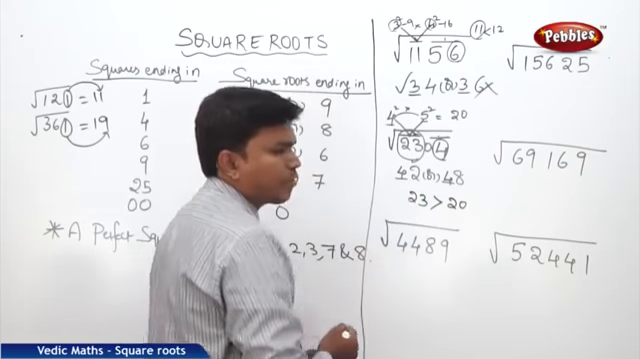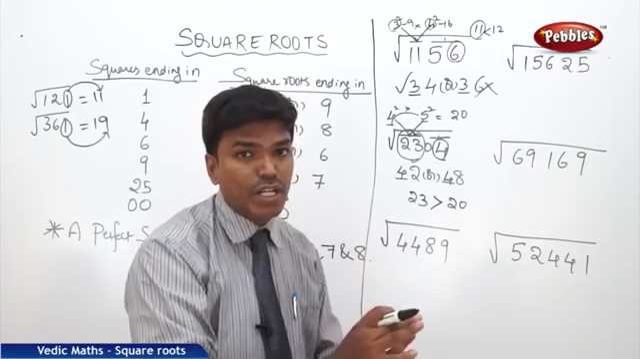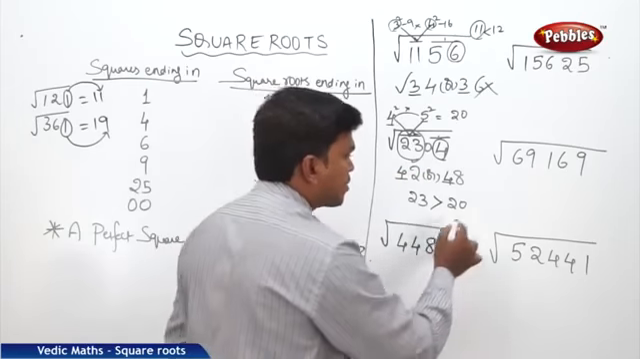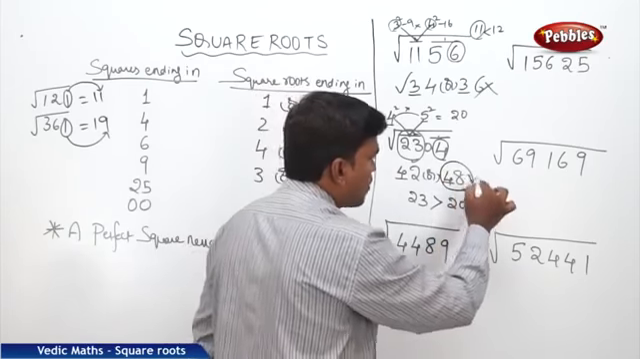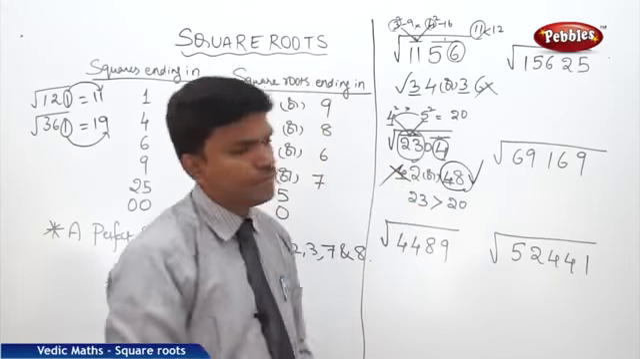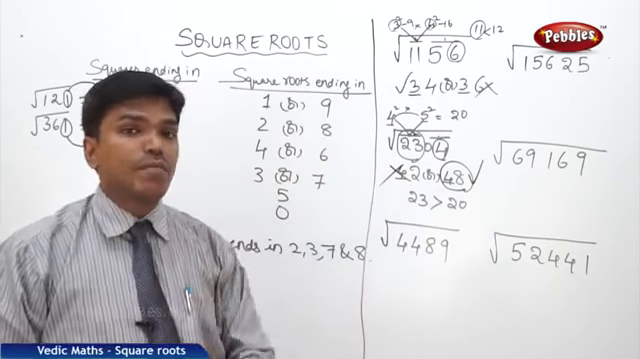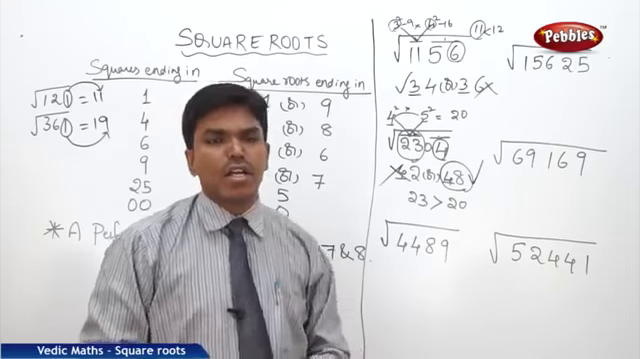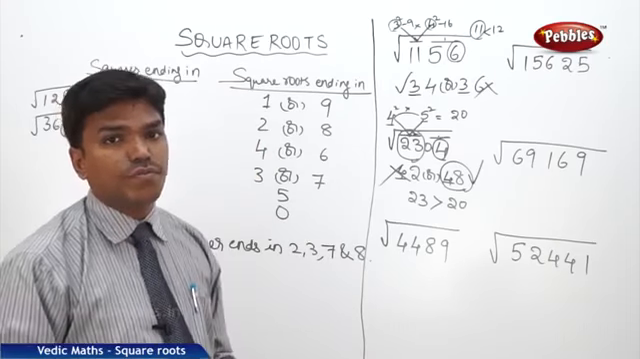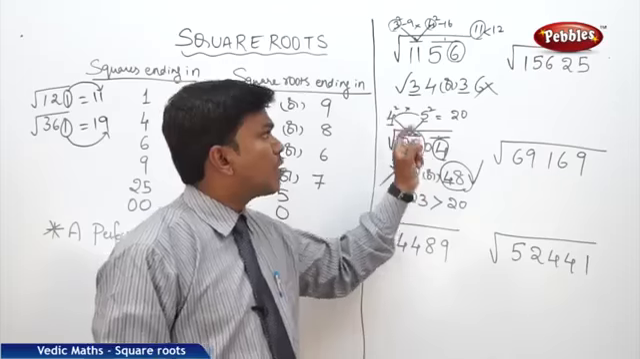It is greater than 20. Yes or no? If it is greater than 20, then the greater number will be your answer. That is 48 will be my answer, but not 42. If it is lesser than the product, then it will be the lesser number. So like that, we have to solve the square roots.